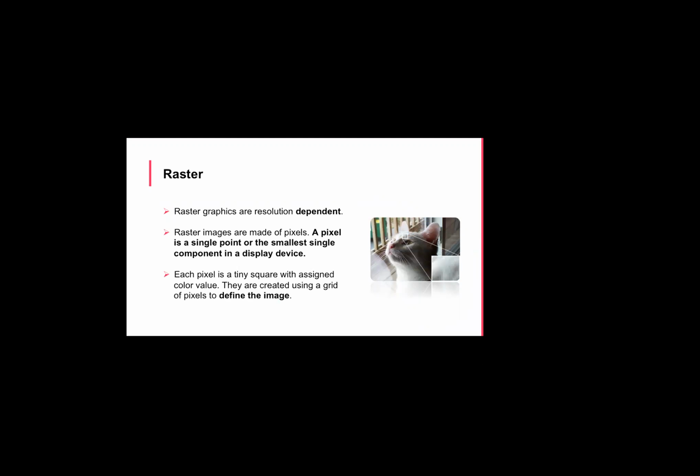It's comprised of pixels. If you had a loupe or magnifying glass and looked at a photograph, say in a magazine, you can see those dots. Well, you can see the dots per inch. You can probably not see the pixels, but the dots that comprise the image. Each pixel is a tiny square with an assigned color value. They are created using a grid of pixels to define the image.